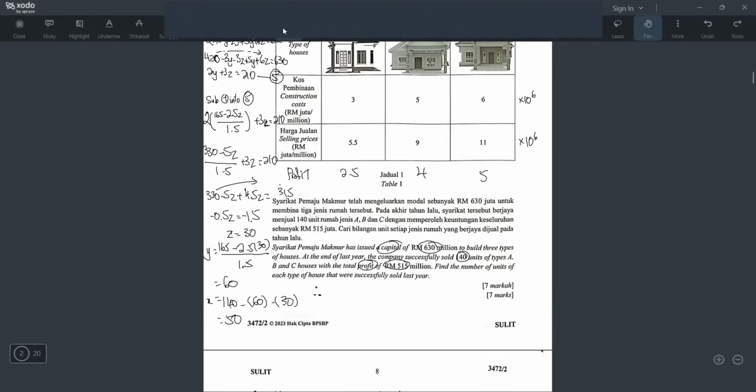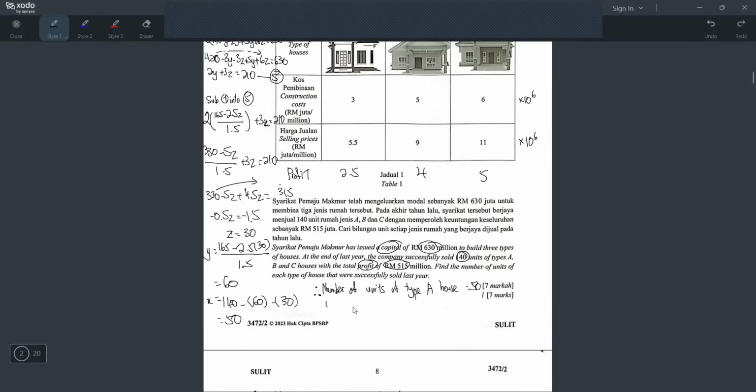Number, right? Number of units. So we have to write like this: number of units of type A house equals 50, because x, right? For type A is x.